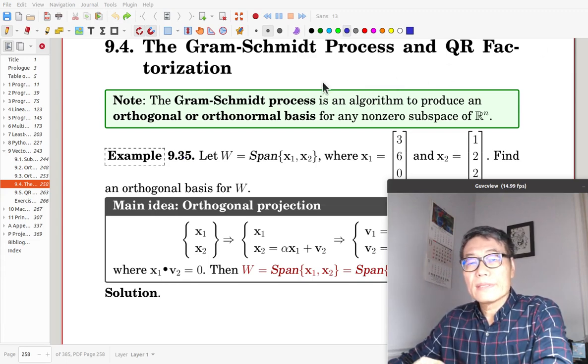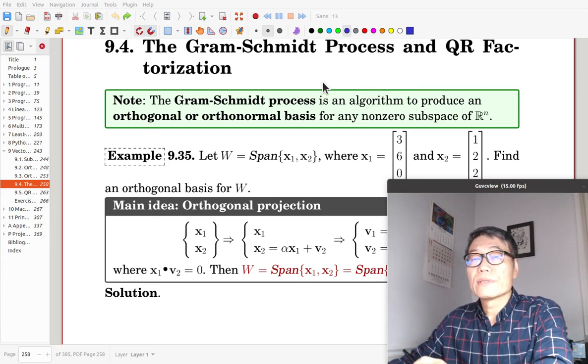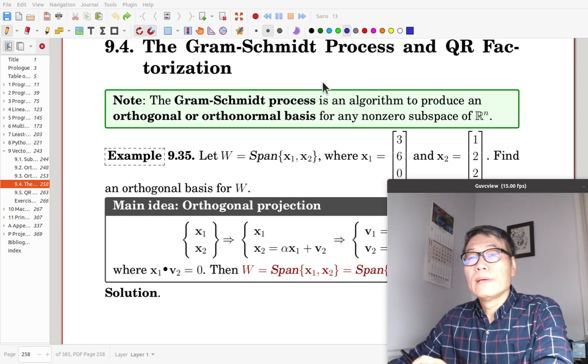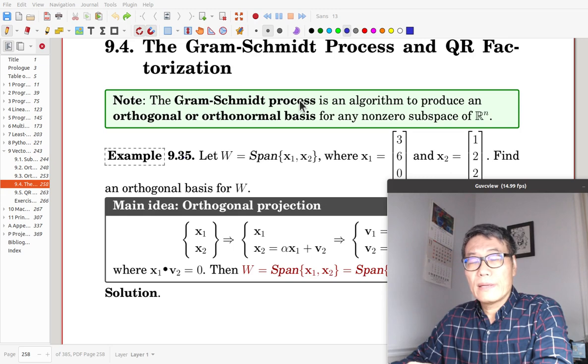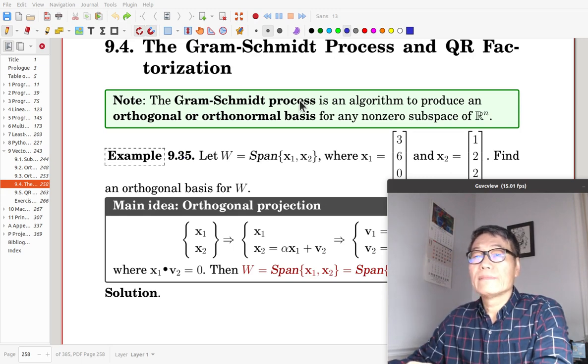In the last section, we studied orthogonal projections. Here we'll apply them for the Gram-Schmidt process and QR factorization. The Gram-Schmidt process is an algorithm to produce an orthogonal or orthonormal basis for any non-zero subspace of Rn.